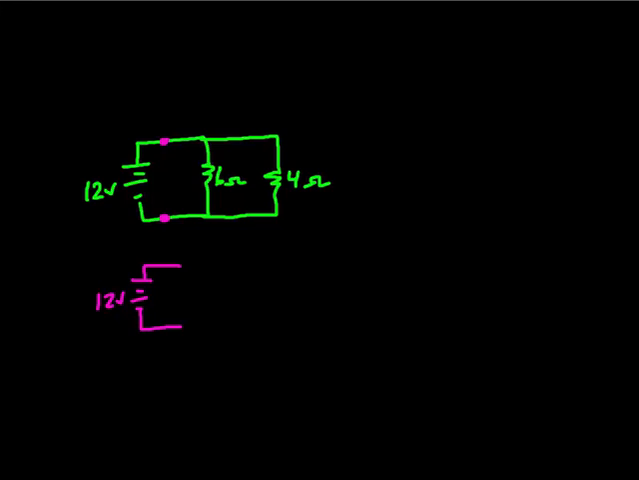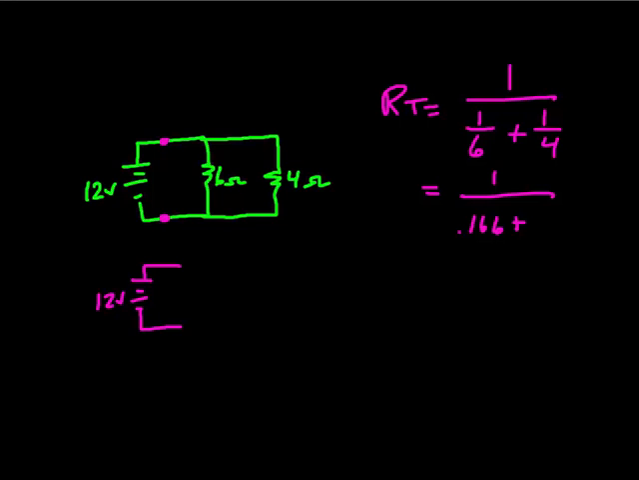And how much total resistance do we have here? RT, remember, equals 1 over R1, which is 6, plus 1 over R2 here, which is 4. And if we do the math on that, it's equal to 1 over, 1 divided by 6 is 0.166 plus 1 divided by 4 is 0.25, equals 1 divided by 0.416. And what that comes out to when you do the math on it is 2.4 ohms total, RT.